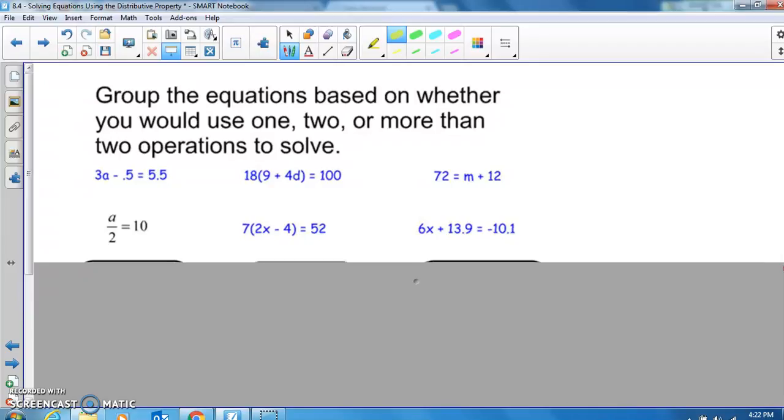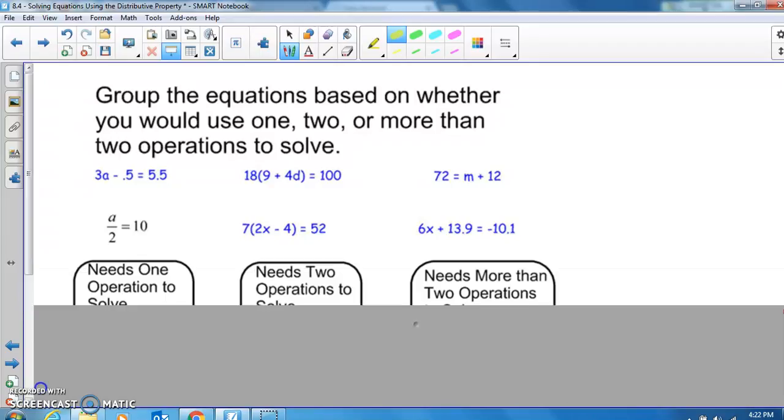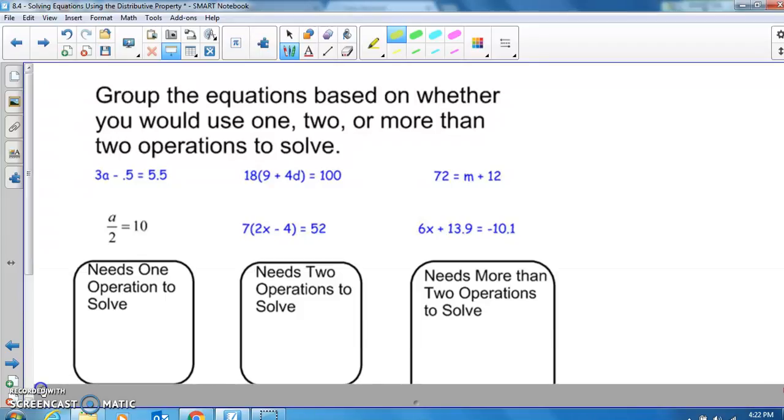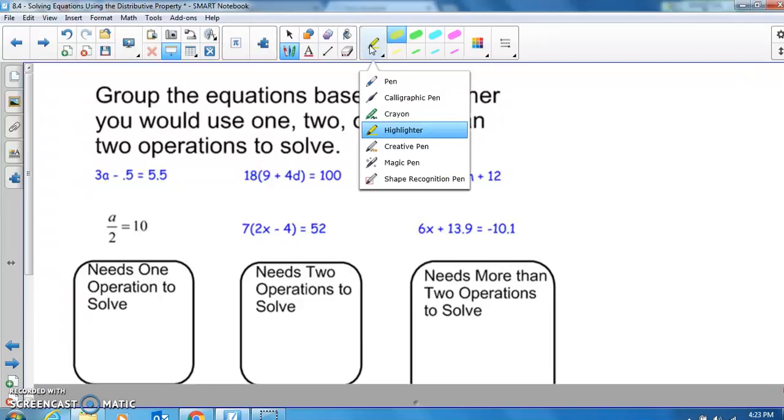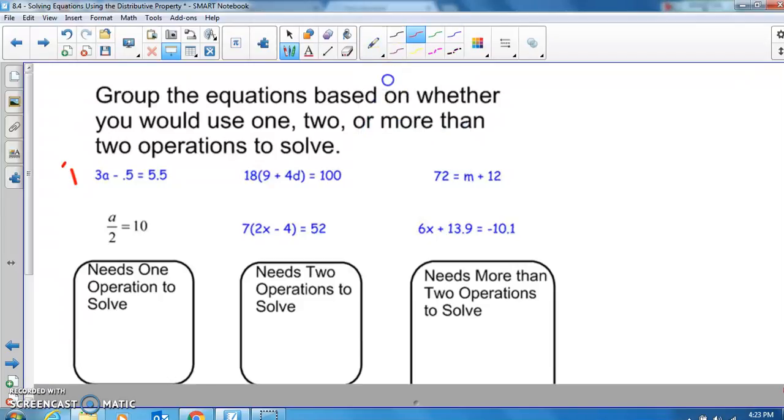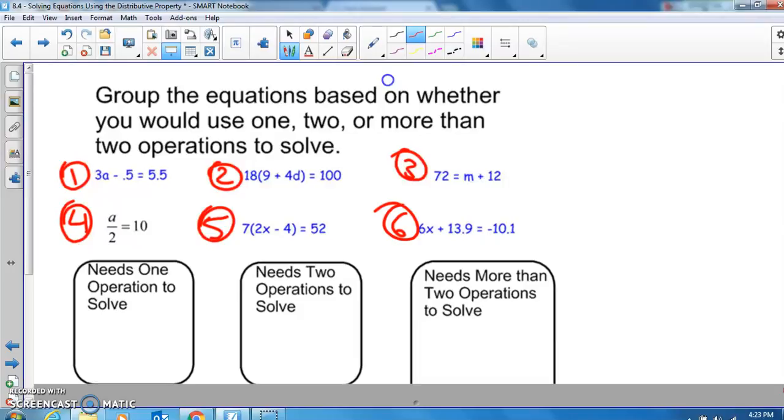What I want you to do is figure out if you would use 1, 2, or more than 2 operations to solve. So if you would go through and just list, we'll call this one number 1, number 2, number 3, number 4, number 5, and number 6. The reason this is important is because before you ever work an equation, you should be able to look at it and in your mind figure out what you have to do.